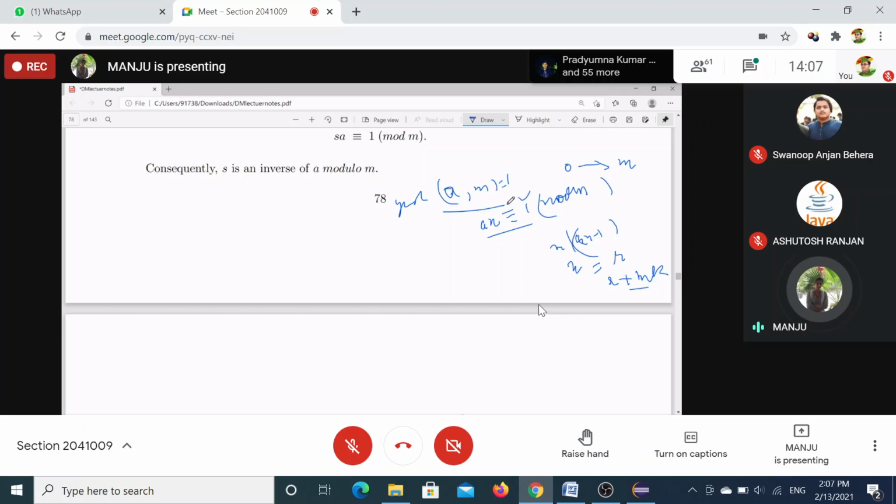Another way is you just write AX plus MY, that is a linear combination. One is the GCD of A and M, so you can write one as a linear combination of A and M. Here apply mod M on both sides. So AX is congruent to 1 modulo M. Here MY is 0, right? So this x, whatever you find in the linear combination, will work as the inverse.